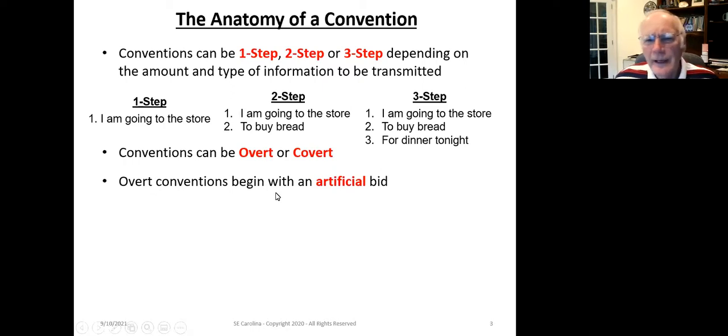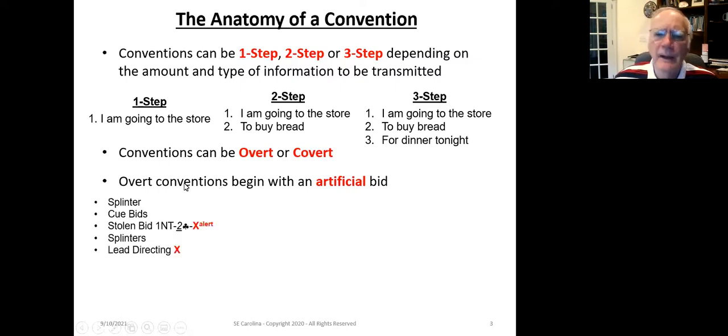Let's look at a couple of examples of overt conventions of the different types. All overt conventions begin with an artificial bid. An artificial bid is when you're bidding a suit or making a bid, could be no trump, that has absolutely no relevance to the bid that's being made. Let me say it again. It's a bid that doesn't say anything about the suit that you're bidding.